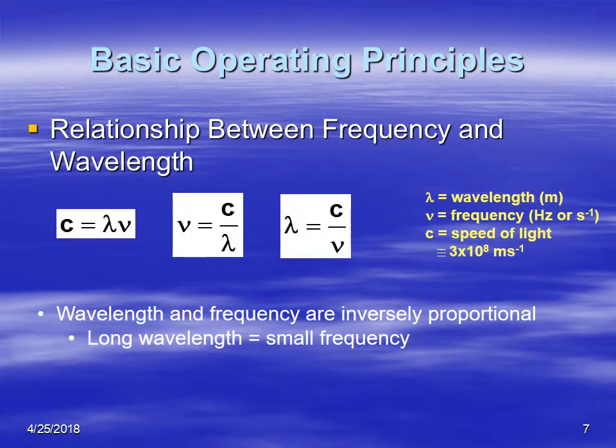I did mention earlier that there's a relationship between frequency and wavelength. Here's the equation, and the equation is a relationship between the speed of light, the wavelength, and the frequency. Remember, all of the terms need to have common units. The common unit for frequency is hertz, and hertz is a cycle per second. The common unit for wavelength is meters. And of course, the speed of light is given in meters per second.